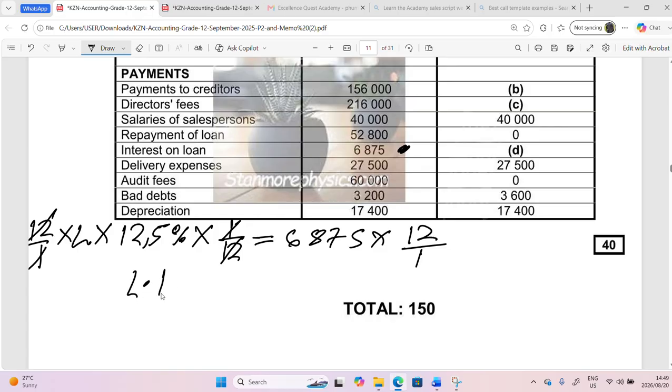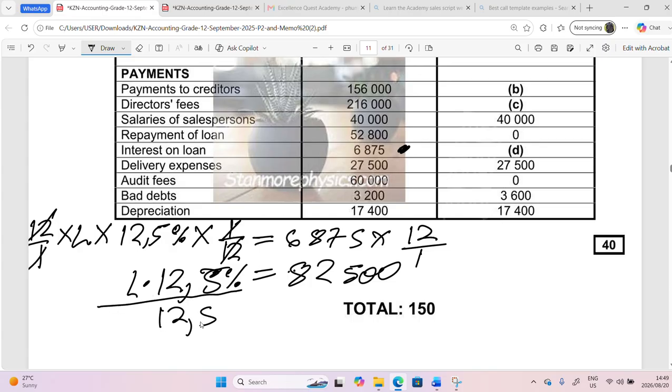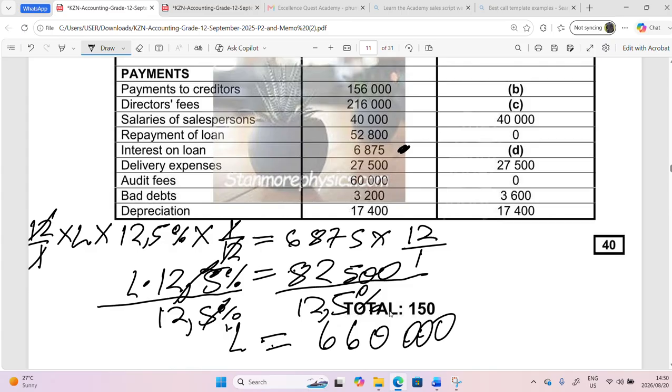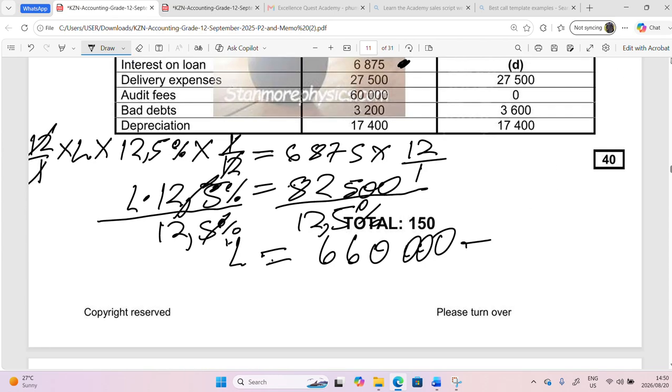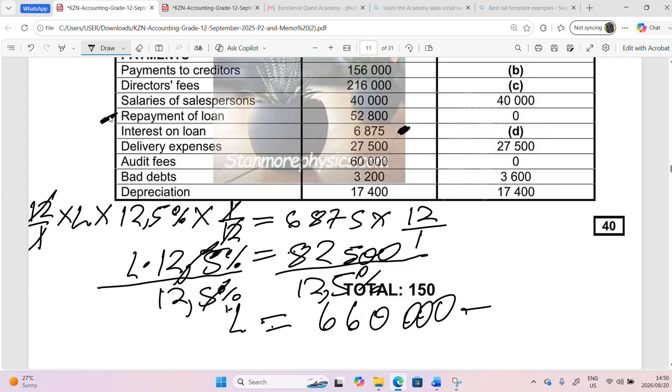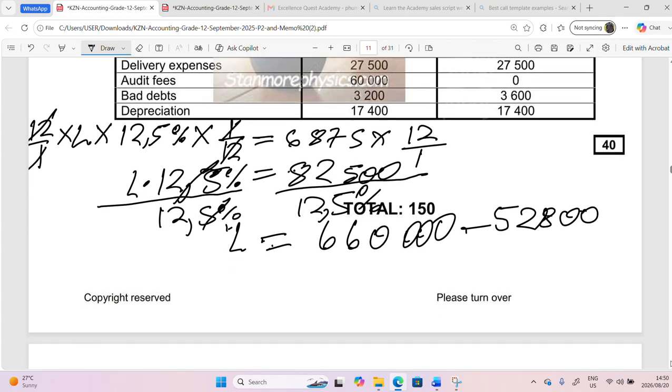You have L multiplied by 12.5% is equal to, so you'll get an amount of 82,500. And then what do we do? Divide by 12.5%. It is not just 12.5, it is 12.5%, both sides, right? Divide by 12.5. So total loan amount L is equal to 660,000. Are we clear? So that loan of 660,000, it was decreased by how much? Let's check the loan repayment. Here is the loan repayment. On August, sorry, on July, it was decreased by 52,800, minus that 52,800 and have the loan on the first day of August.